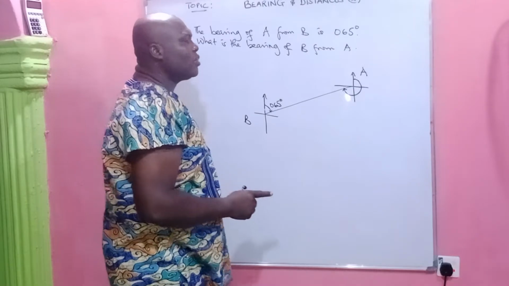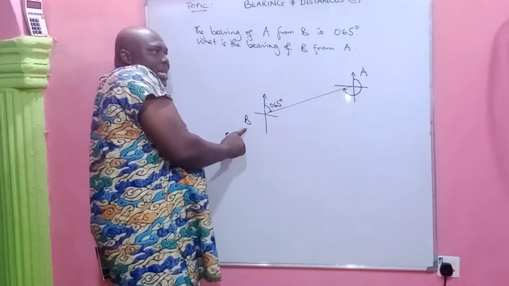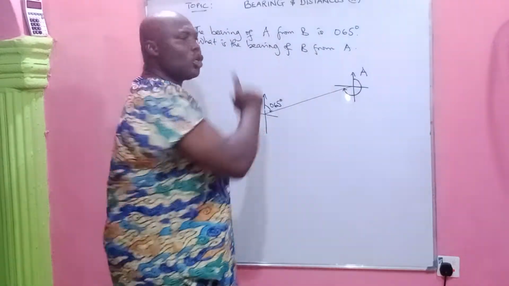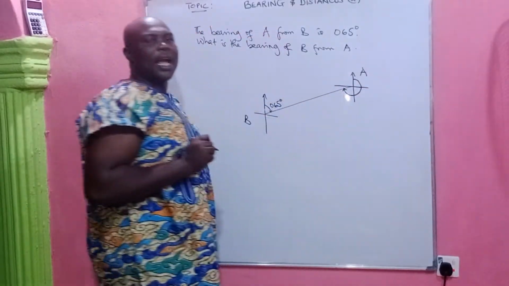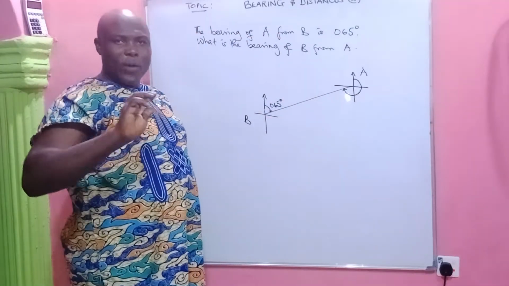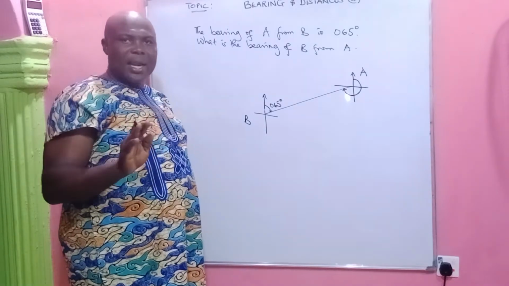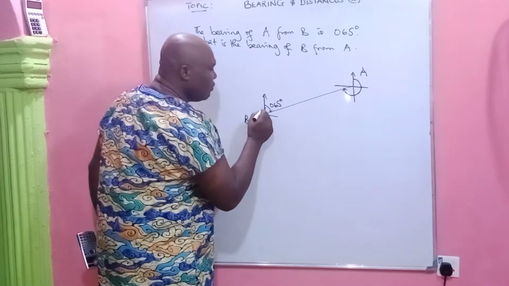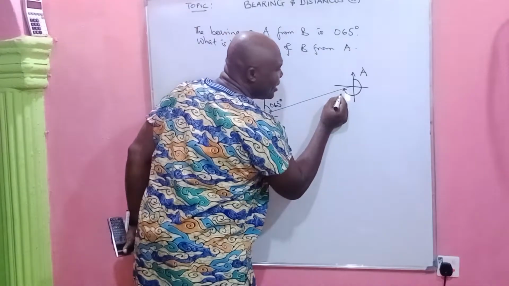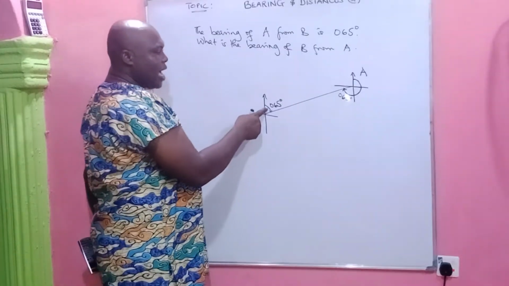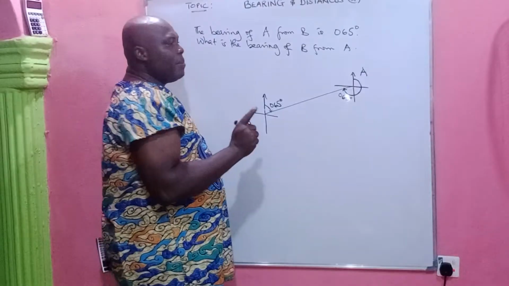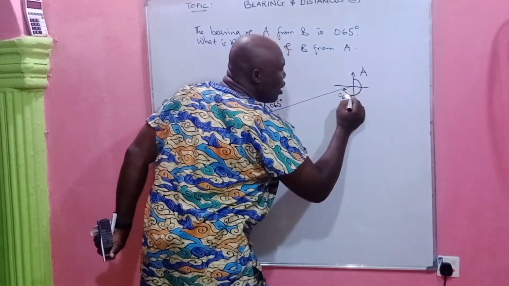Now they are asking what is the bearing of B from A. That means we are measuring from A, which means we are turning from the North Pole to touch that very line. What will be the bearing? You're used to bearing as I taught you in the first slide. So if this is 65 degrees, by alternate angles, this is also 65 degrees. But remember, what we are looking for is from here all the way to here.